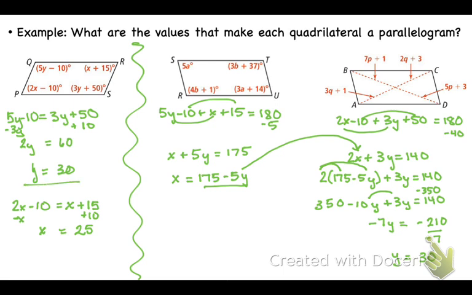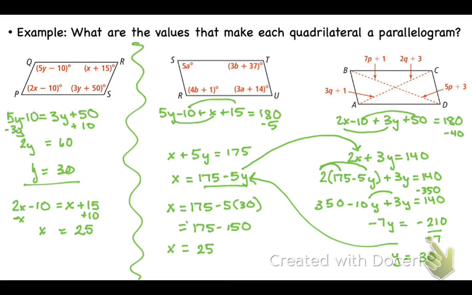And after I have that y, can I plug it in right there? So I have x equals 175 minus 5 times 30. So 175 minus 150 equals 25. Is that what we found x was? Yes.